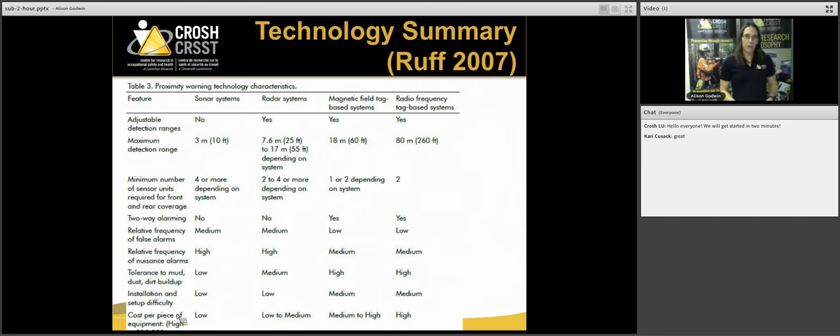There's lots of work being done to try and determine what you can see on the left-hand side there. What's the relative frequency of false alarms or nuisance alarms? What is the tolerance of that particular technology to mud, dust, dirt buildup? What's the installation and setup like? And then we've got some cost evaluations as well. That was mostly based on underground systems.